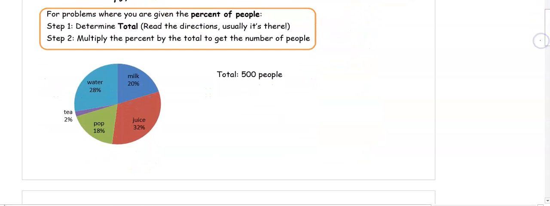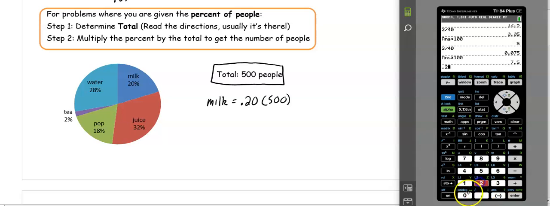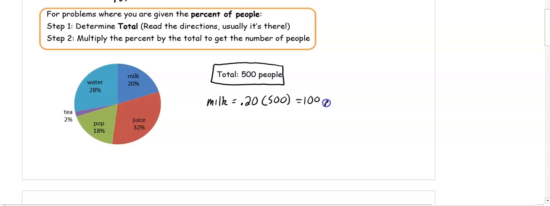Now we have a percent and we want to figure out the people. Usually in the directions or somewhere off to the side, it's going to tell you the total number of people. So there were 500 people that took this survey, and these were the percentages. If we want to figure out the number, we're going to take the percentage as a decimal and multiply by the people. So if I am doing milk and I have 20%, I'm going to do 0.20 times 500. So 0.20 times 500 would get us 100 people. So milk is 100 people.